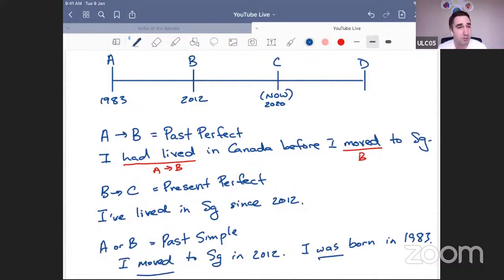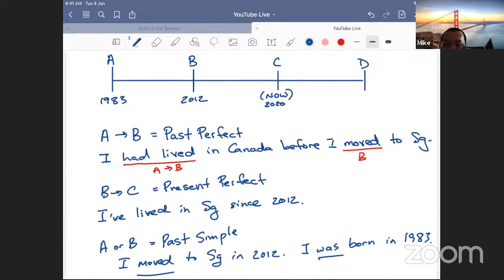And continuous just means that it was an action. And simple or past perfect simple just means that it was not an action or not a long activity. Does that make sense?